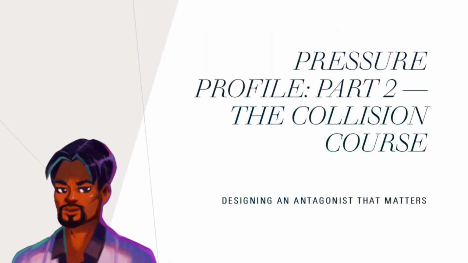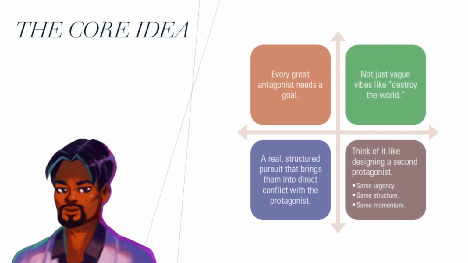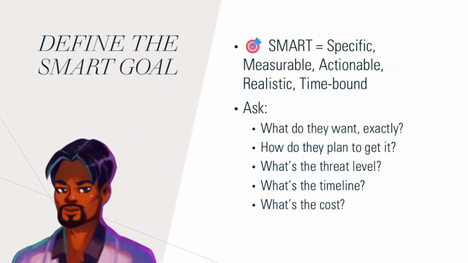The Pressure Profile Part 2, the Collision Course. Every great antagonist needs a goal, not just a vague motivation, not destroy the world for vibes, a real, structured pursuit that drives them into direct conflict with the protagonist. That means one thing: you need to define the antagonist's SMART goal. Specific, measurable, actionable, realistic, time-bound.